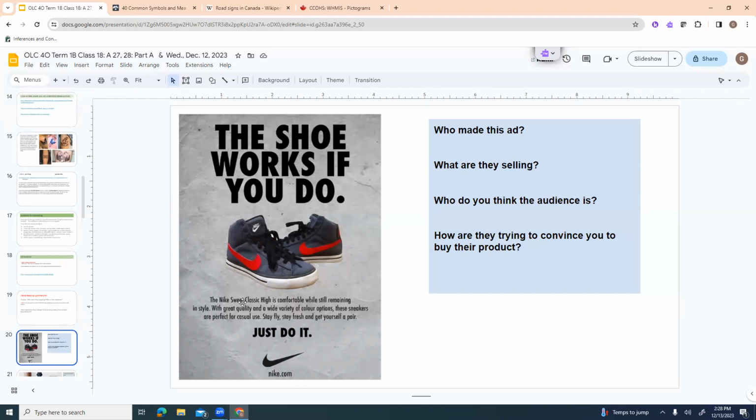So who made this ad? Well, Nike. They say it here and they say it down here. What are they selling? Shoes. Who do you think the audience is? Now, normally for running shoes, I might say it was for somebody a little bit younger. And it could be, but they're talking about a classic shoe. This is kind of an old-fashioned looking shoe. It almost has a 70s look to it to me, that kind of denim shoe. So they might be trying to appeal to an older audience or the younger audience that think it's kind of hip to be into like vintage and retro stuff.